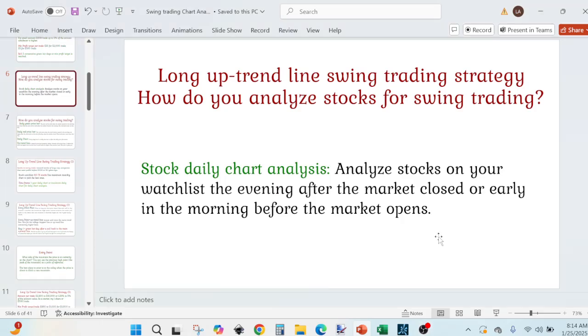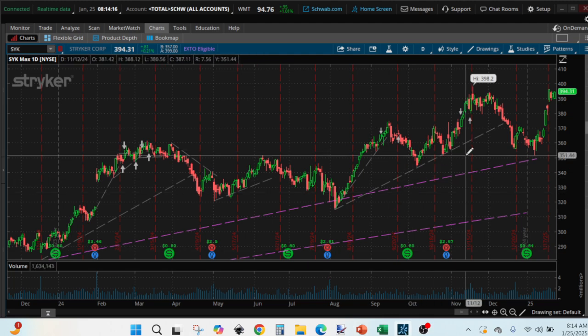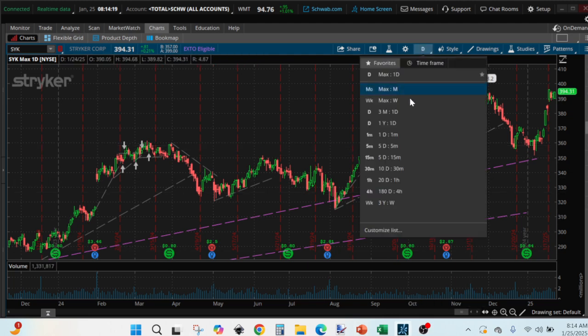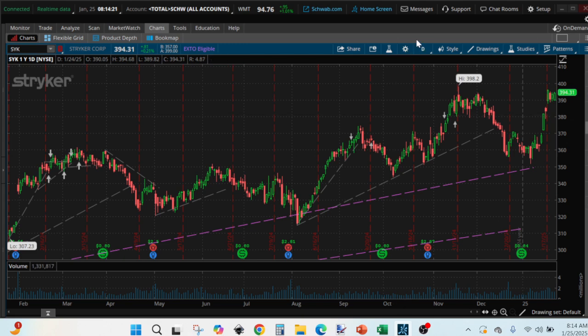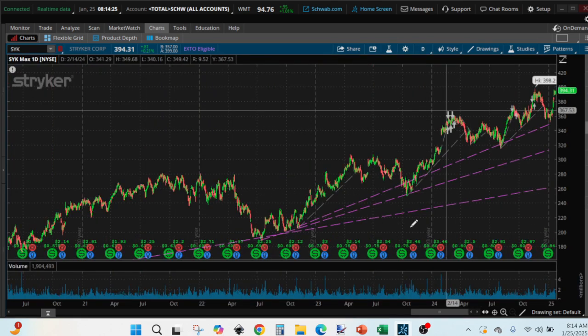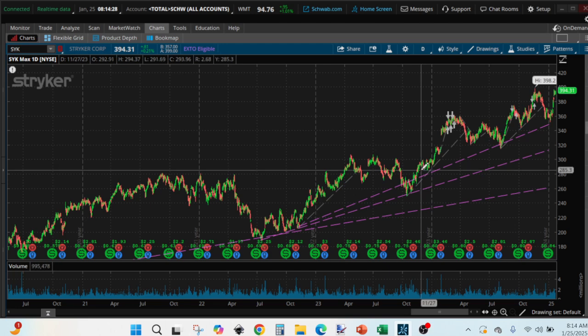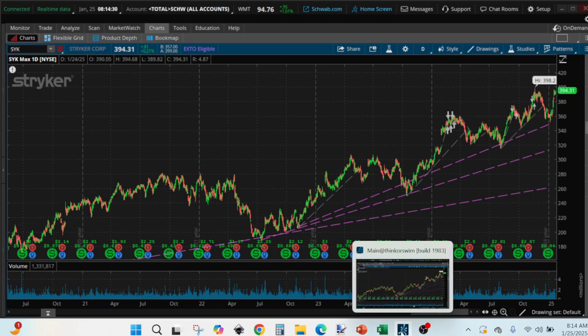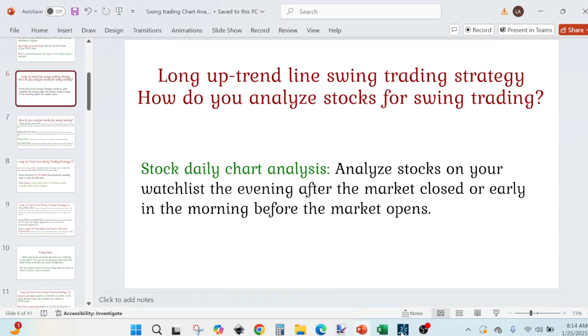Hello, how do you analyze stocks for swing trading if you are using a long option, long swing trading strategy? You'll have your daily chart open. You can use either a 1 year daily chart or the maximum daily chart. We are going to use the maximum daily chart, and we are using the Think or Swim platform. If you have an account with Schwab, you'll be able to access Think or Swim platform for free to analyze your chart.